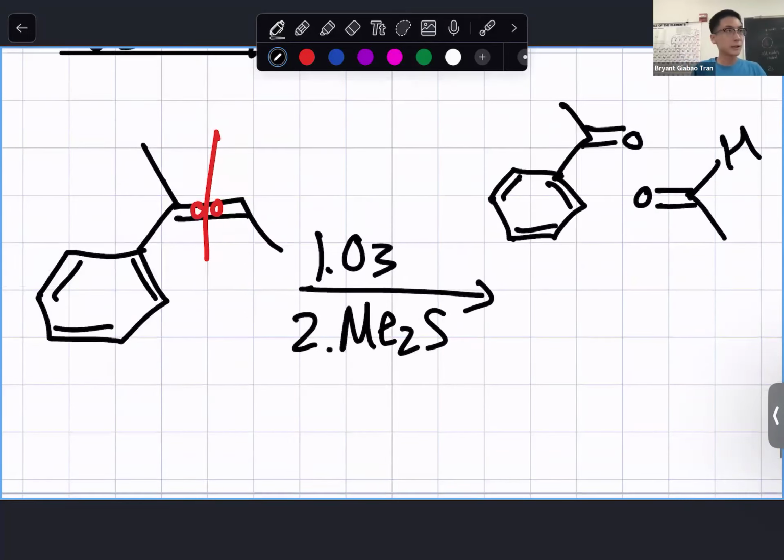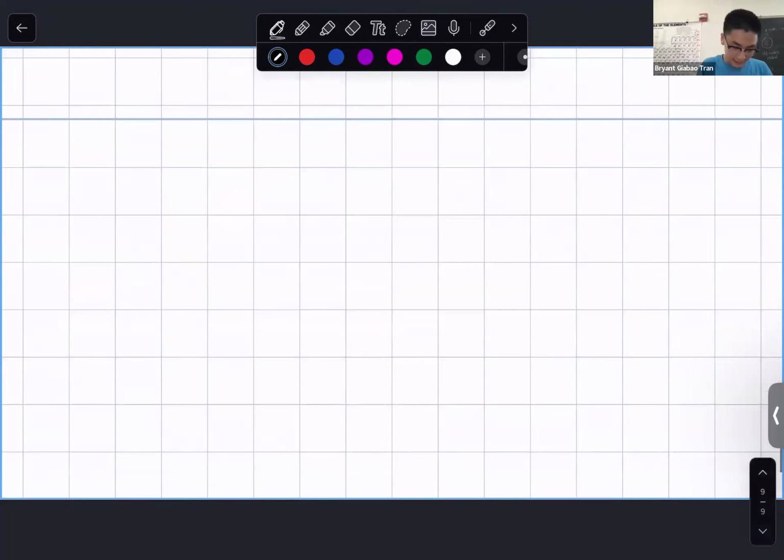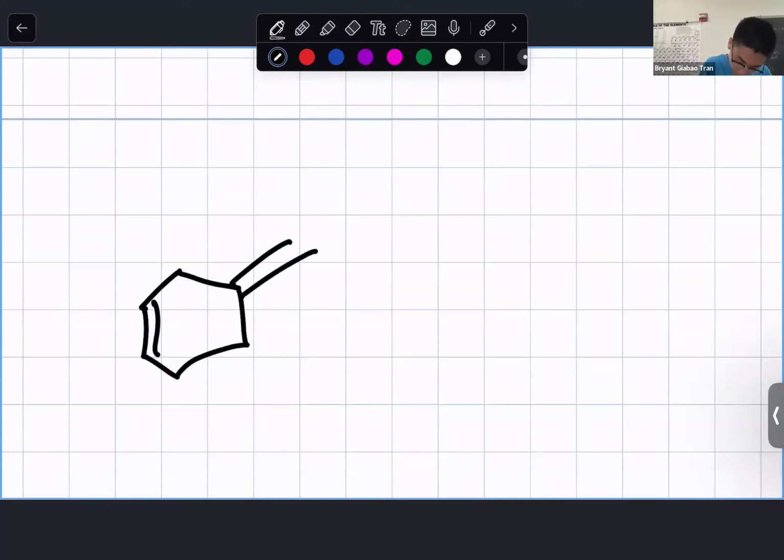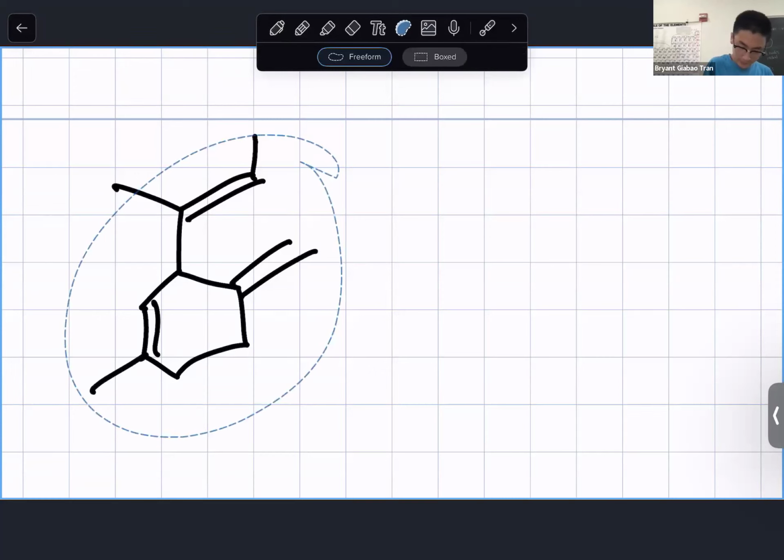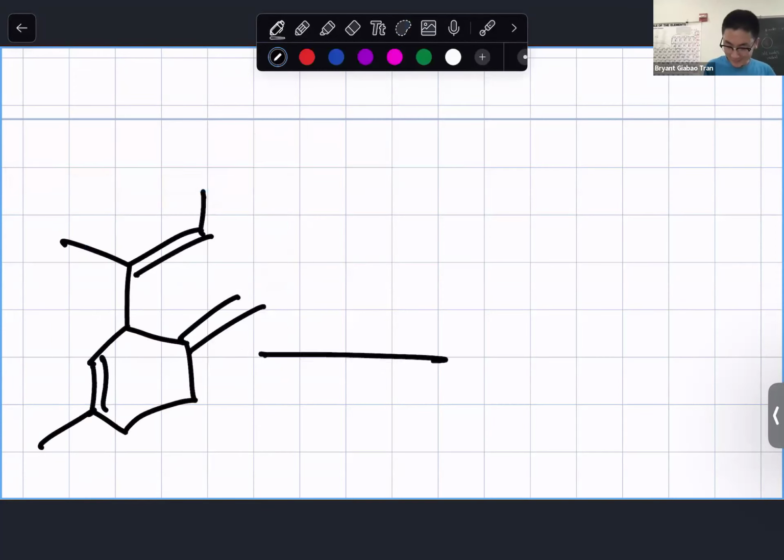So let's do one more tricky example with ozonolysis. Okay. Try predicting the products of this structure if we have ozonolysis conditions.